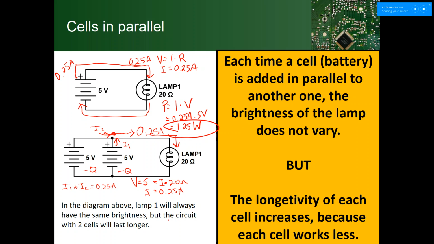If we calculate the power of this second bulb, it's the same thing. Power is equal to 1.25 watts. So did the brightness change? No, it did not change. What changed between situation 1 and situation 2? We don't know about longevity yet, but what we do know is that the current coming out of each cell is lower than if there were just one battery. We still haven't connected how current is related to longevity yet. We're going to get to that.